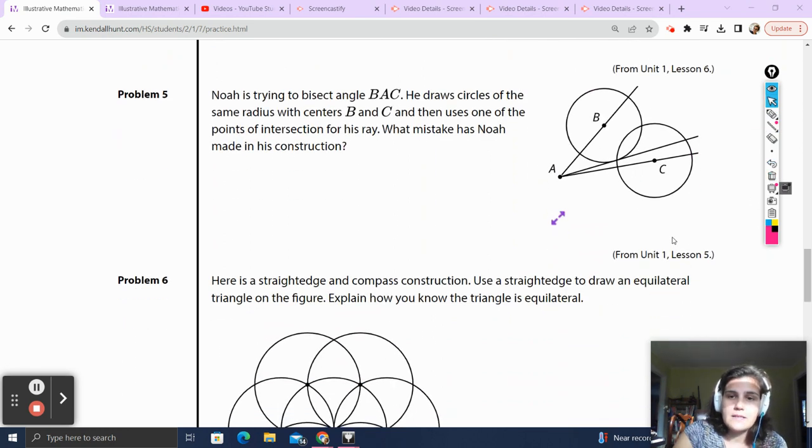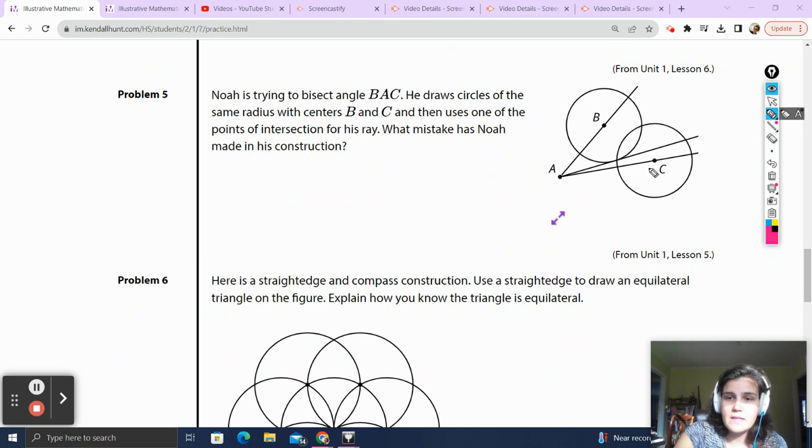Noah is trying to bisect angle BAC. All right. It does not look like he bisected it. He drew circles of the same radius with centers B and C. He then uses one of the points of intersection for his rays. Okay, that is a point of intersection. What mistake has Noah made in his construction?